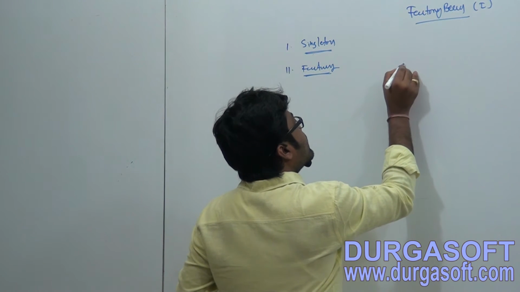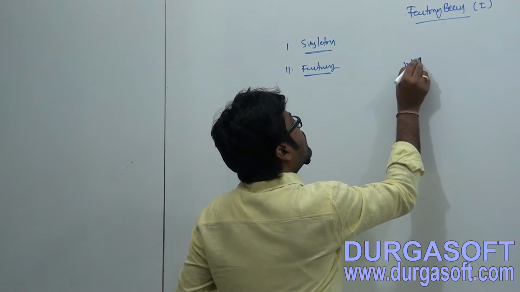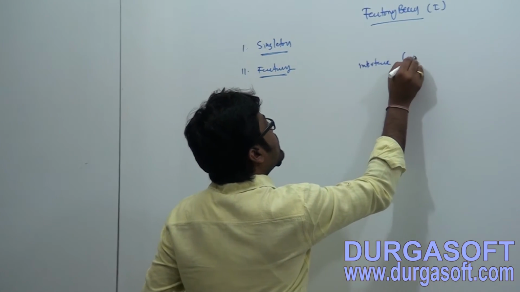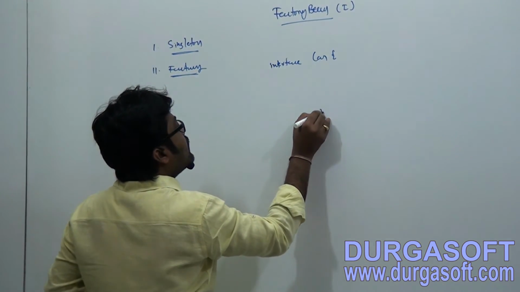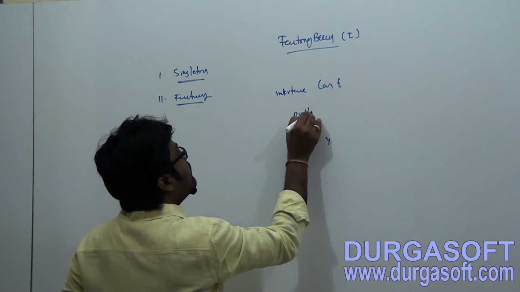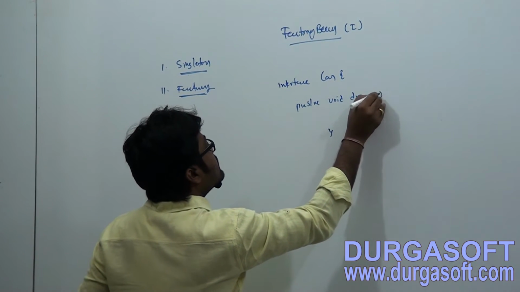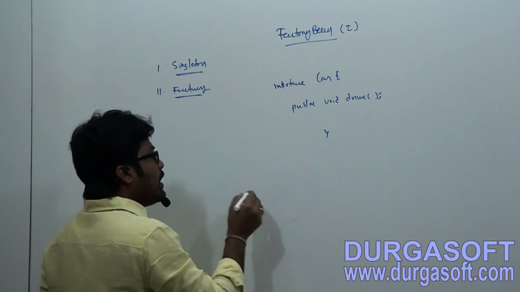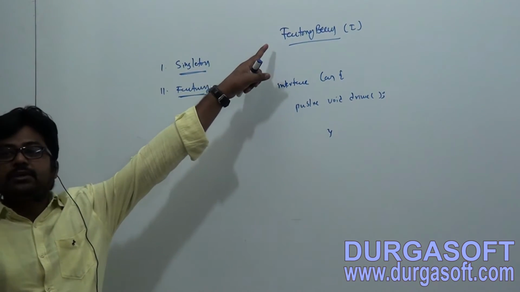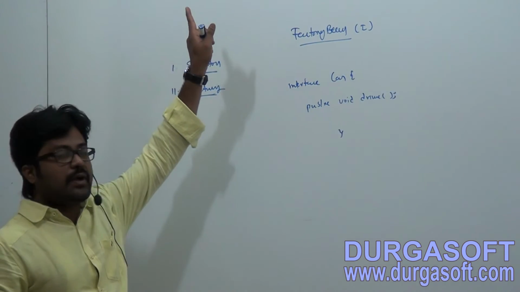Take yesterday's same example. Take one interface, Car, and put one abstract method, public void drive, and write a factory. By using what? By using this interface you can implement a factory class.